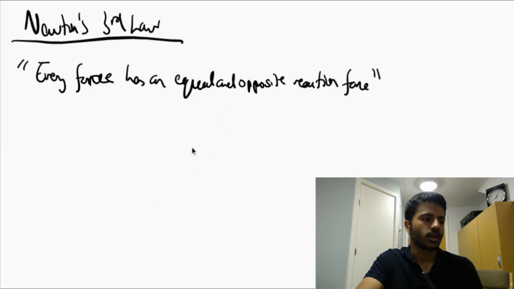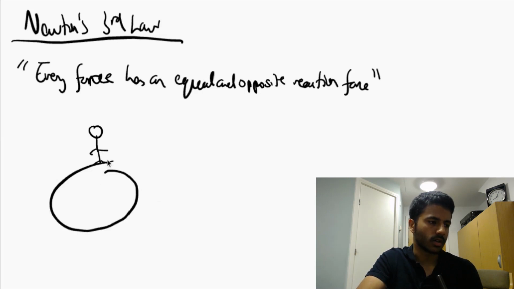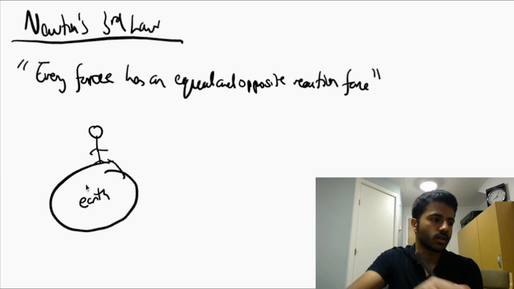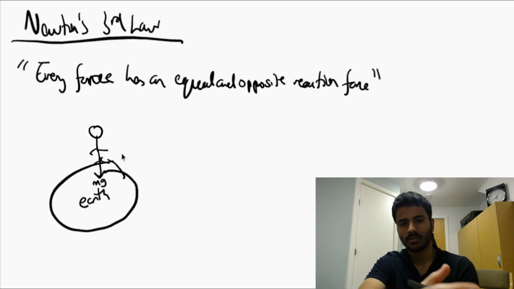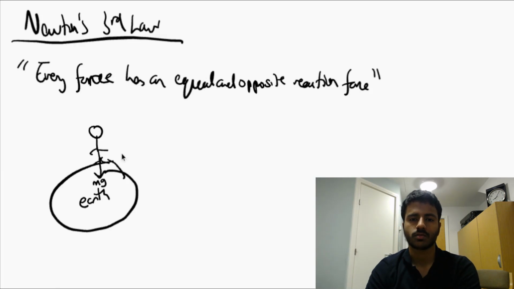So let's look at you standing on the earth. Here's you, here's the big old earth, and I know this is definitely not to scale. Due to gravity, you obviously have some weight pointing down towards the earth. Newton's third law states that there's an equal and opposite reaction.